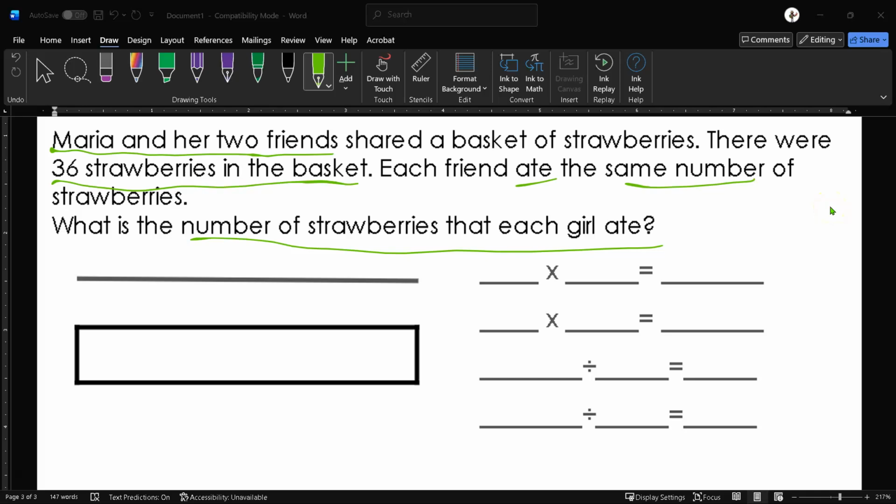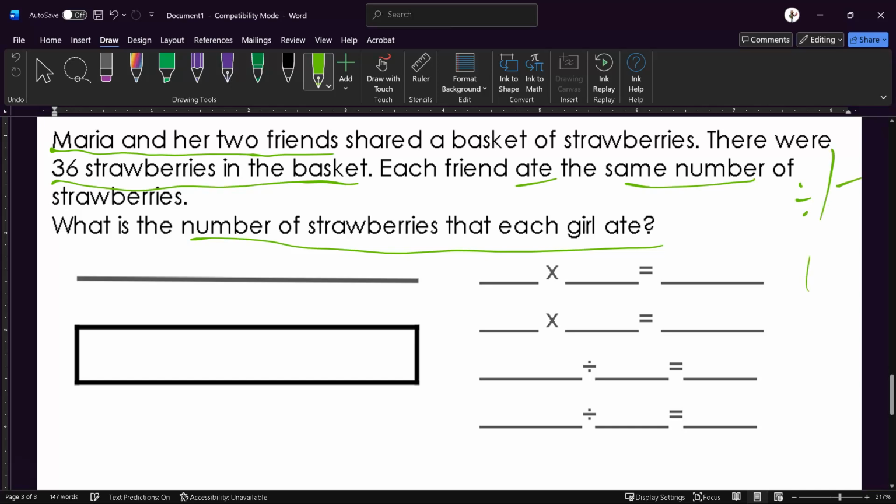Okay. What are they talking about? They're talking about strawberries, right? Do we know how many strawberries they have? Yes, there were 36 strawberries in the basket. So do we have a total? Yes, we have a total. So if we say yes, we have a total, we're going to divide or subtract.